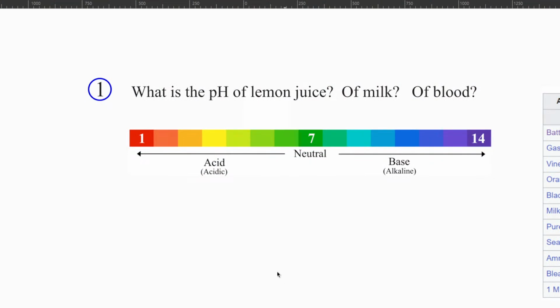So let's do some calculations here, because that's what's going to be on your test.